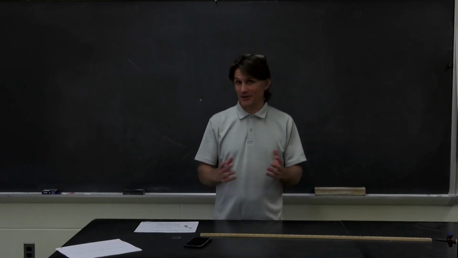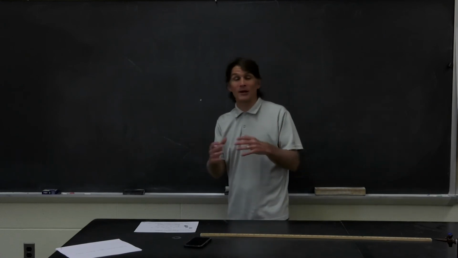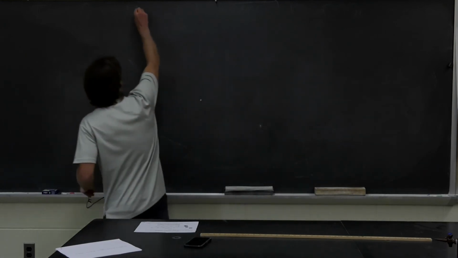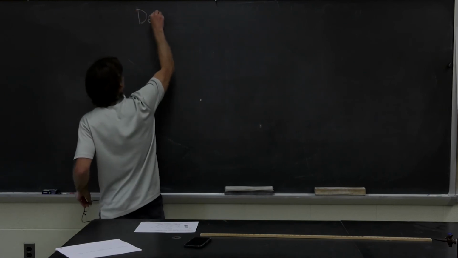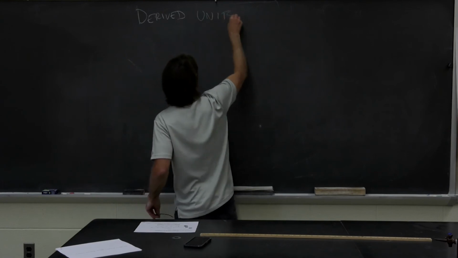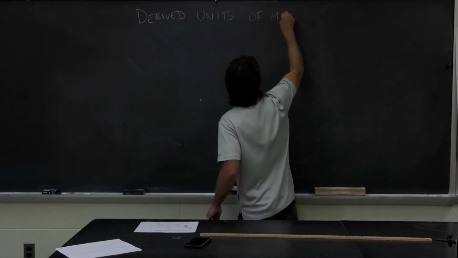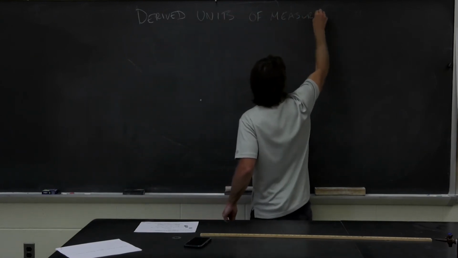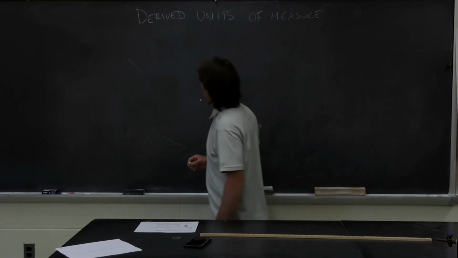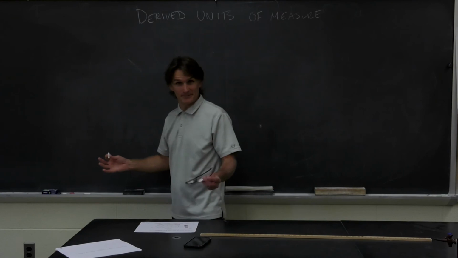This is done all the time, and you're already really familiar with this. I'm just going to talk about it in a way maybe that you've not seen before. So what I'm going to discuss now is called derived units of measure. And the simplest example, I think, to show you this would be area.